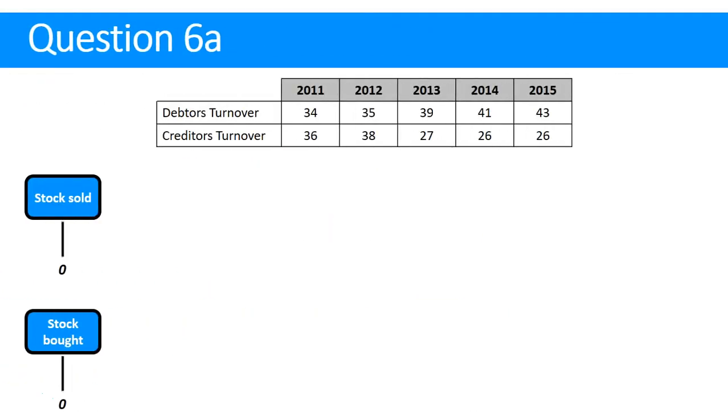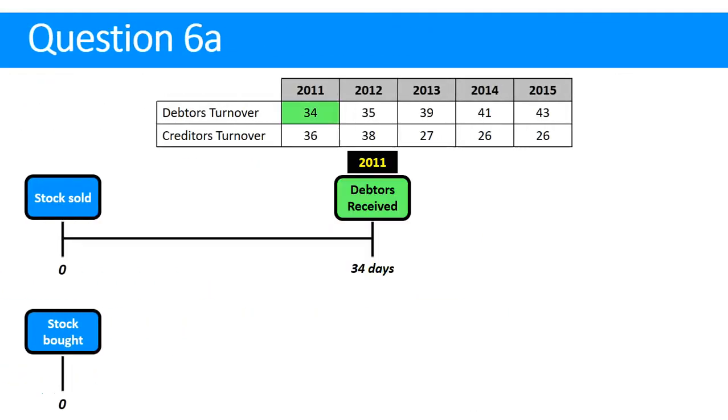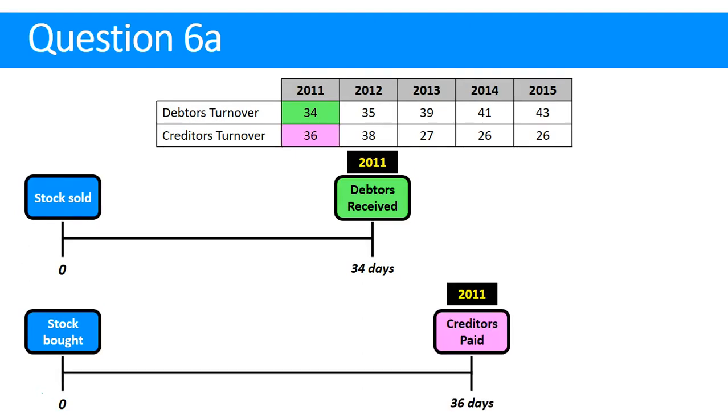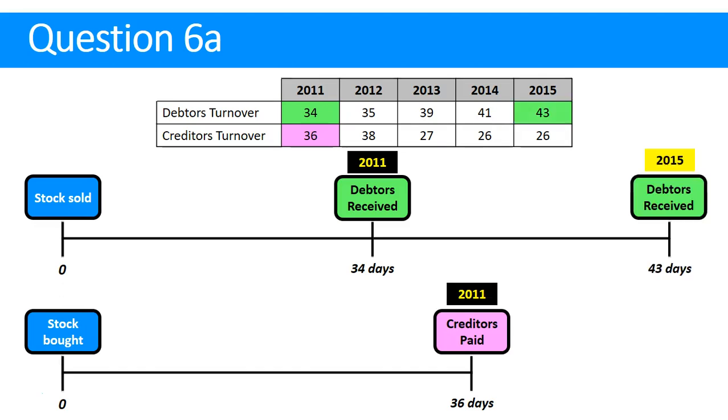So what do these ratios tell us? Let's simplify it and say in 2011, on average, we were collecting debtors in 34 days, and on average, we were paying creditors back in 36 days. Let's contrast that to 2015, where we are now taking 43 days on average to collect amounts owing from debtors, but we're actually paying creditors back much faster. We're paying them back in 26 days.